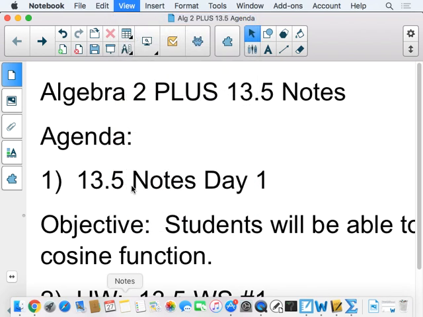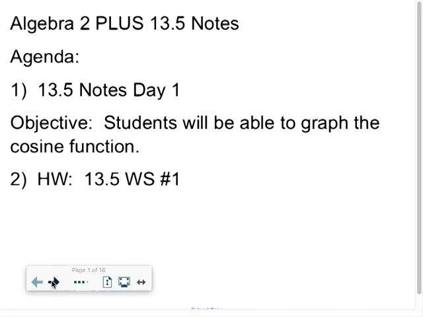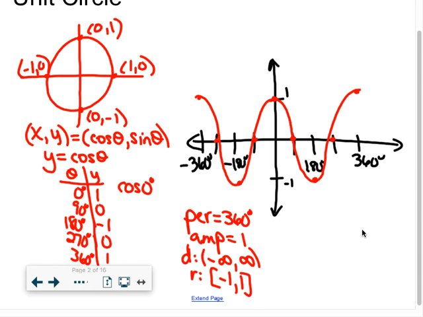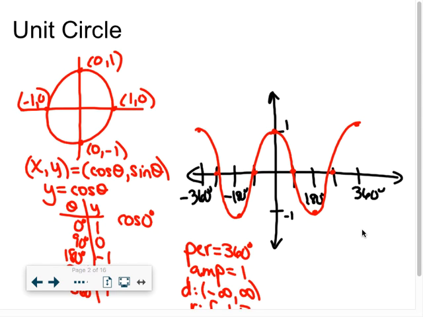13.5, day 1 notes. We are going to be graphing the cosine function. So go ahead and jot down everything you see here. This is the unit circle again, the 4 main points. And what's interesting, we did this with sine. And now we're going to repeat the process with cosine.